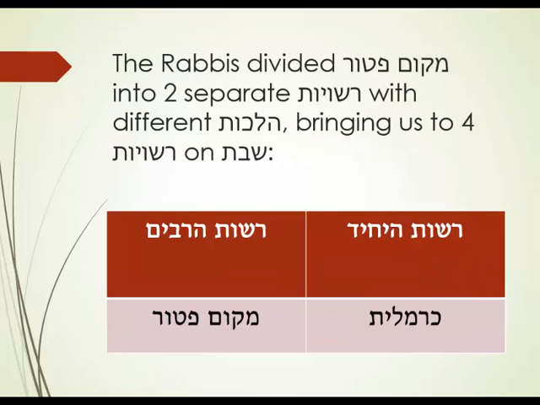The rabbis, however, divided a Makom Petur, this exempt area, into 2 separate Reshuyot with very different halachot, which brings us to a total of 4 Reshuyot on Shabbat. Reshut HaYachid, Reshut HaRabim, a Carmelit, and a Makom Petur. A Carmelit, which we are going to see, is going to be somewhere between a Reshut HaYachid and a Reshut HaRabim. It's going to have certain characteristics like a private domain and certain characteristics like a public domain.